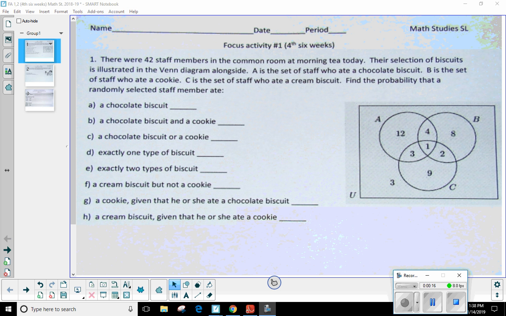So all these folks ate a chocolate biscuit. B is the set of staff who ate a cookie. C is the set of staff who ate a cream biscuit. Find the probability that a randomly selected staff member ate... And then we've got A through H.